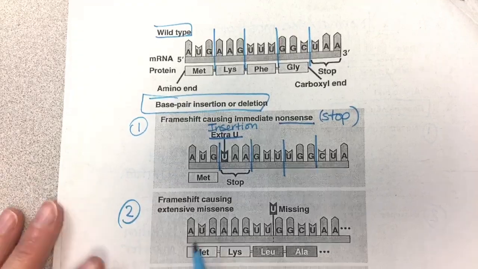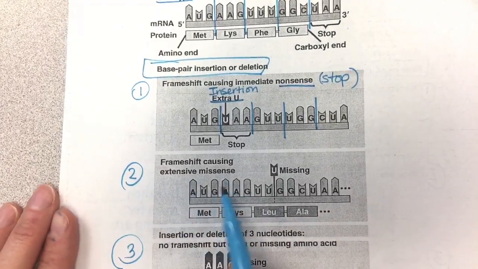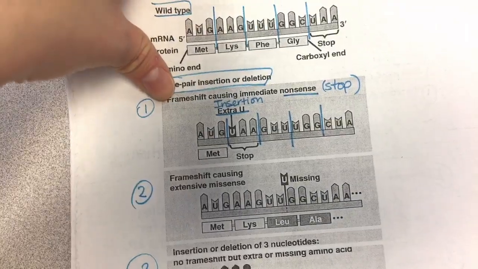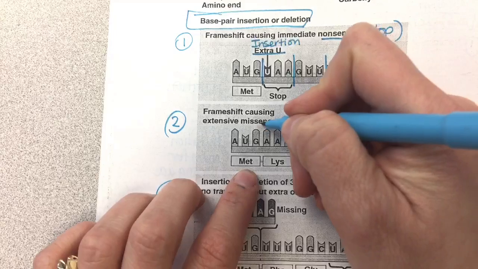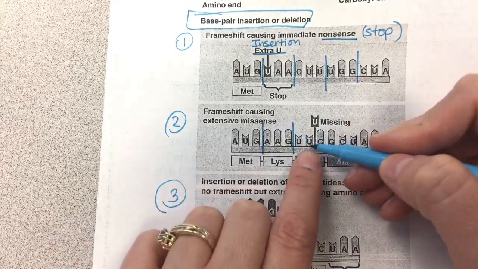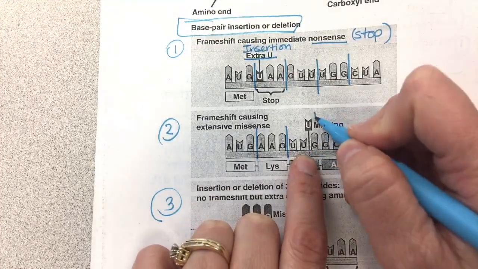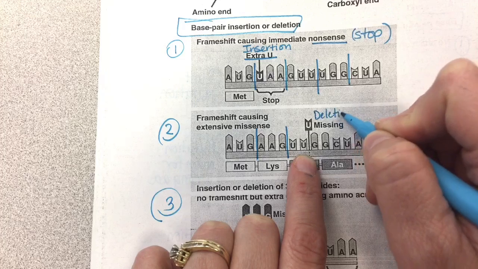Now let's look at number 2, frame shift causing extensive missense. So now we're missing a U. Again, if we look at the third codon, 1, 2, third, it's supposed to be UUU. So they took out that third U. So this is a deletion.